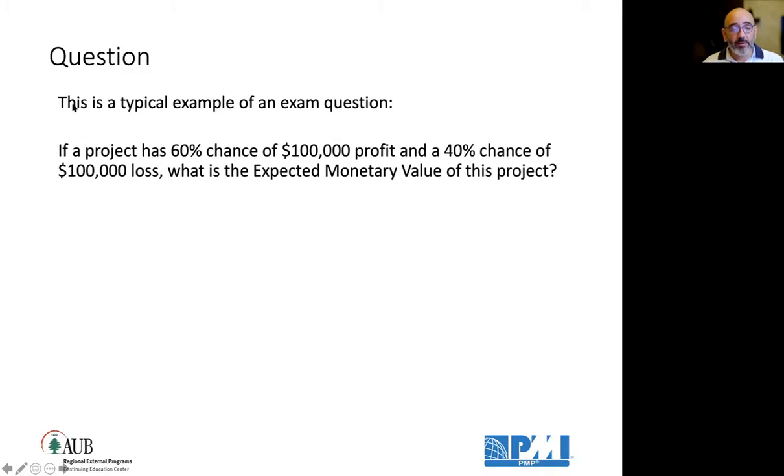Now, this is a typical exam question. If a project has a 60% chance of $100,000 profit and a 40% chance of $100,000 loss, what is the expected value of this project? The formula is what? I sum up all outcomes, positive outcomes and negative outcomes. So شو الفورمولا هون؟ ما نضرب ال 100,000 بال 60 وما نضرب ال 100,000 الثاني بال 40% وما نجمعهم.